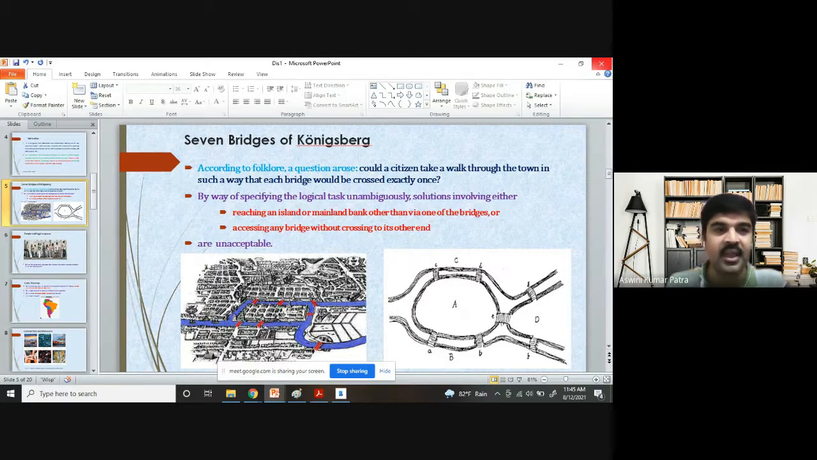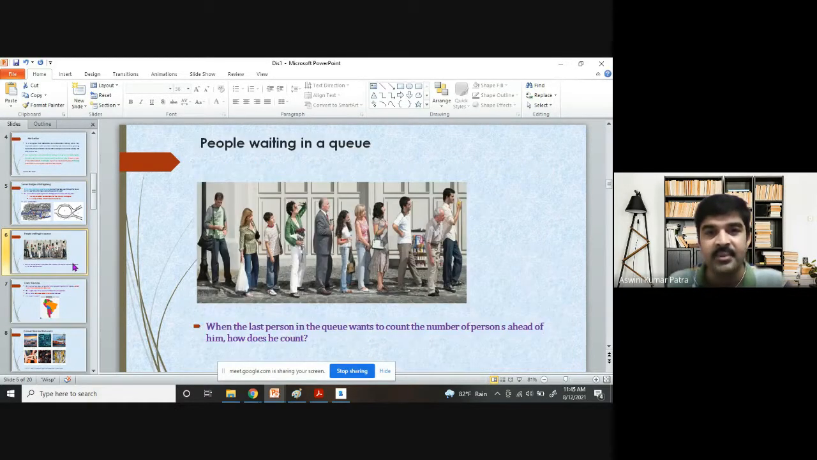Okay. And we have also talked about a problem called recursion, and we tried to understand recursion by looking at a queue, and we tried to solve a question. So this is called recursion modeling. Okay? And why do we do recursion? Just to model a real life situation, and the situation goes like this: when the last person in the queue wants to count the number of persons ahead of him, how does he count? So this question we tried to answer using recursion.